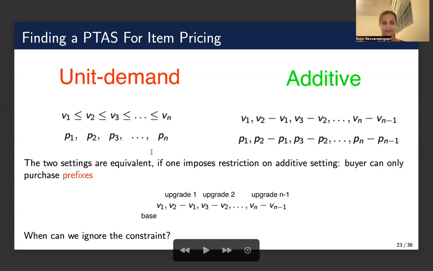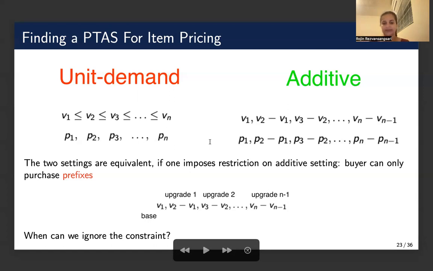And we convert the prices in the same way. Note that now the revenue from this unit demand setting and this additive setting is equal. We just need to impose this restriction that the additive buyer can only buy items in prefixes. In that way, if a buyer is interested in item I here, that would be equivalent to being interested in items from 1 to I, and the payment is going to be the same. And the other way goes as well.